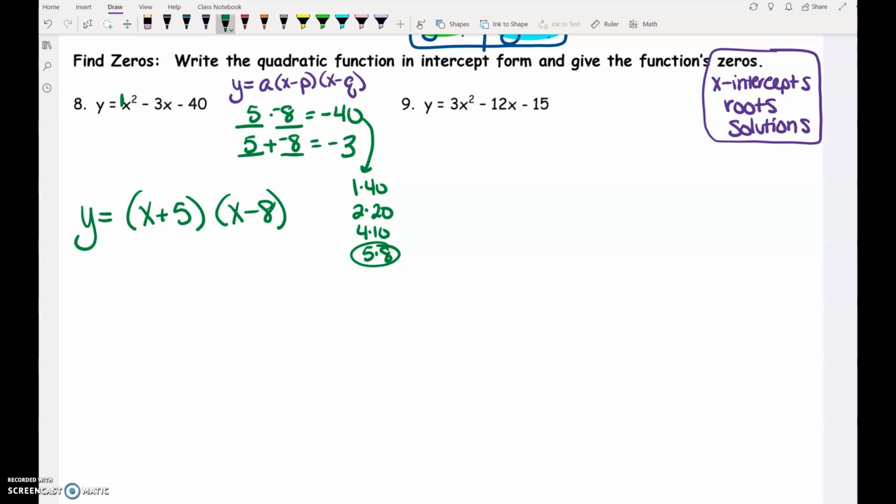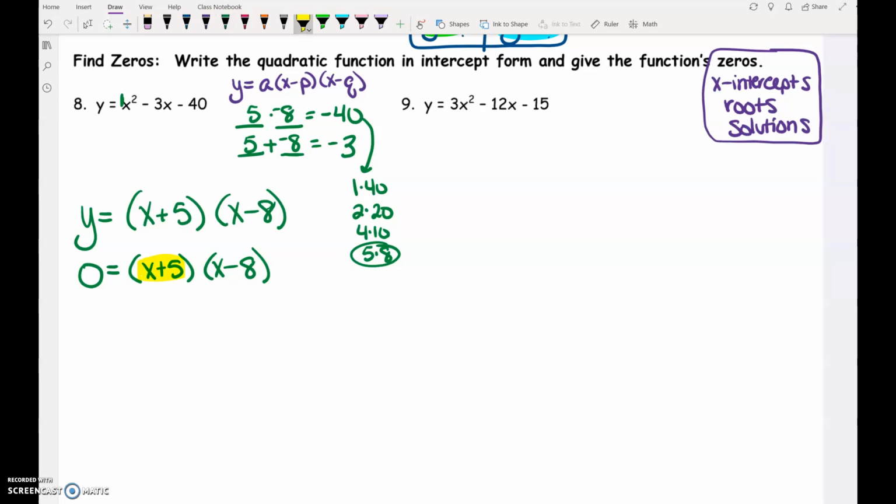They want us to find the function's zeros. Zeros are the same thing as the x-intercepts. It's the same thing as the solutions. It's the same thing as the roots. The x-intercepts happen when y equals 0. So if we put 0 in place of that y, this looks just like the factoring problems that we solved the last time we did this.